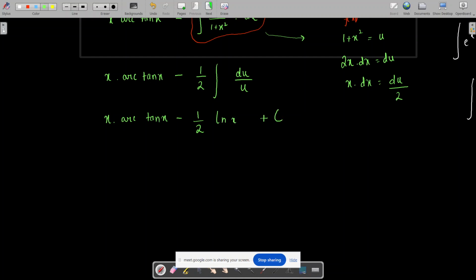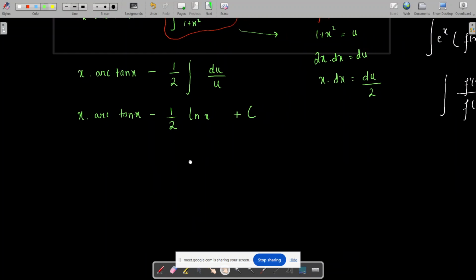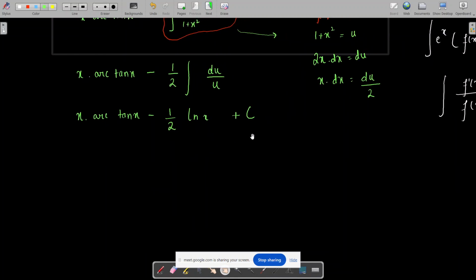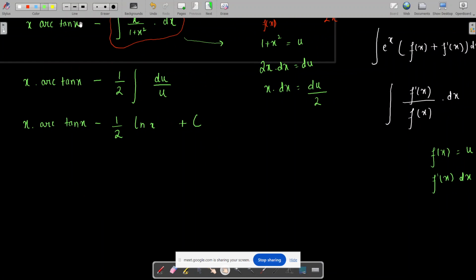Wait, how did we get du over 2 exactly? From here, I divided. This is 2 times x dx, so if you divide this entire equation by 2. Why 2? Because we need to find out the value of x dx. So this is like solving 2x equals, let's say, 9. How will you solve this? You will divide the entire equation by 2, right?